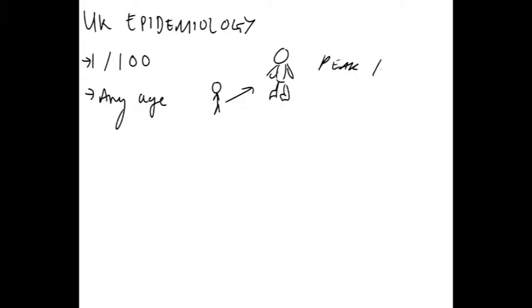In the UK, the prevalence is 1 in 100, and it can occur at any age. It's important to note, however, that there is a small peak between the ages of 1 and 3 as these people are first introduced to gluten.